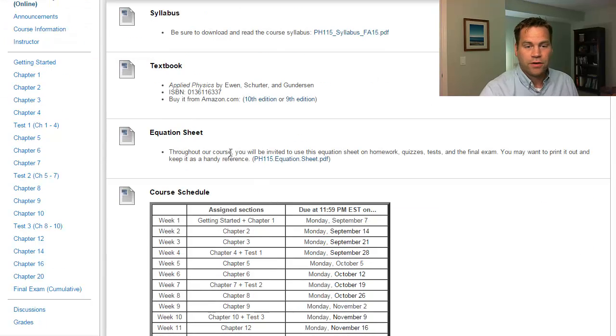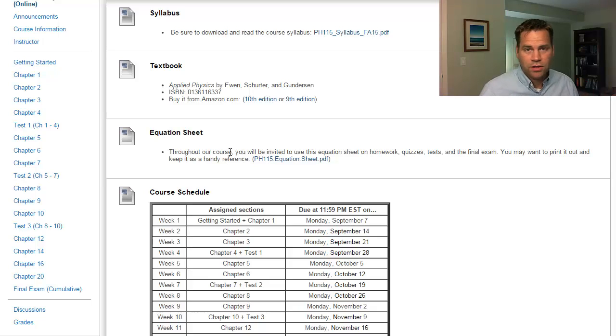Okay, the next thing you'll see there is the equation sheet. So we're going to be learning a lot of physics, using a lot of math as we do that physics, and we're going to be using plenty of equations. Well, all those equations are provided in the front covers of our textbook, but they're also provided here on this equation sheet. So you can download this, keep it accessible throughout the semester, print it off. You can use it on every quiz, test, final exam.